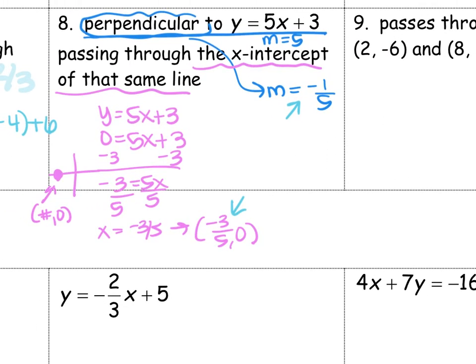So when I have a point and a slope, and that point is not the y-intercept but the x-intercept, I'll write the equation in point-slope form. y is equal to -1/5, parentheses x, always the opposite of the sign, so that will be a plus 3/5, and then plus 0, but we don't really need that plus 0, so I'll rewrite it without that.